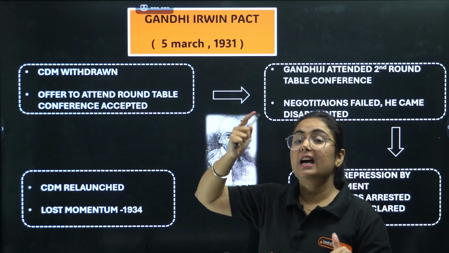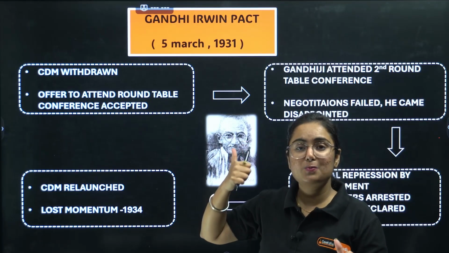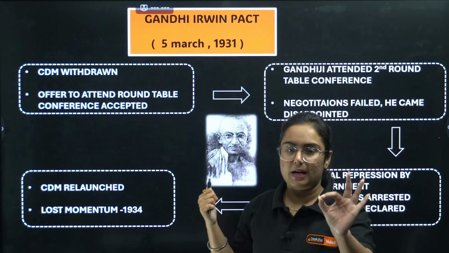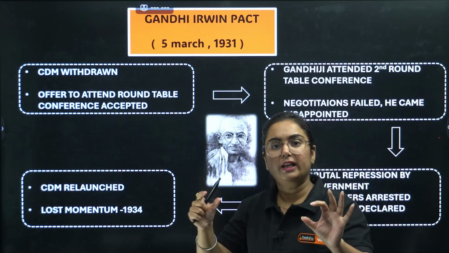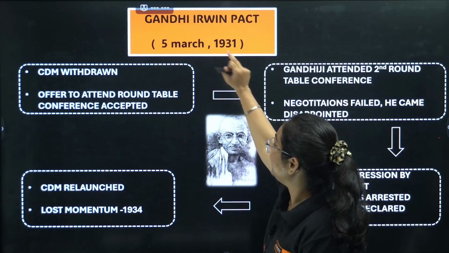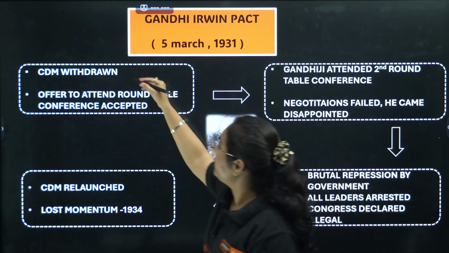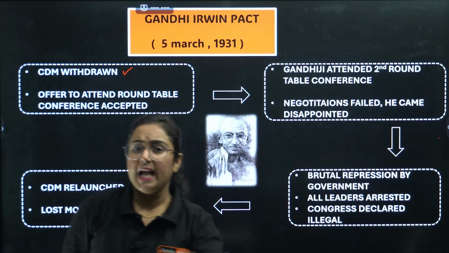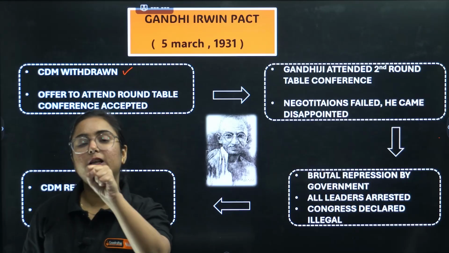See, we started this civil disobedience movement by the Salt March, okay? On which date? 12th of March, right? We continued it till 5th of March 1931. However, by this pact, CDM was withdrawn. Now, in this pact, both agreed to some conditions.